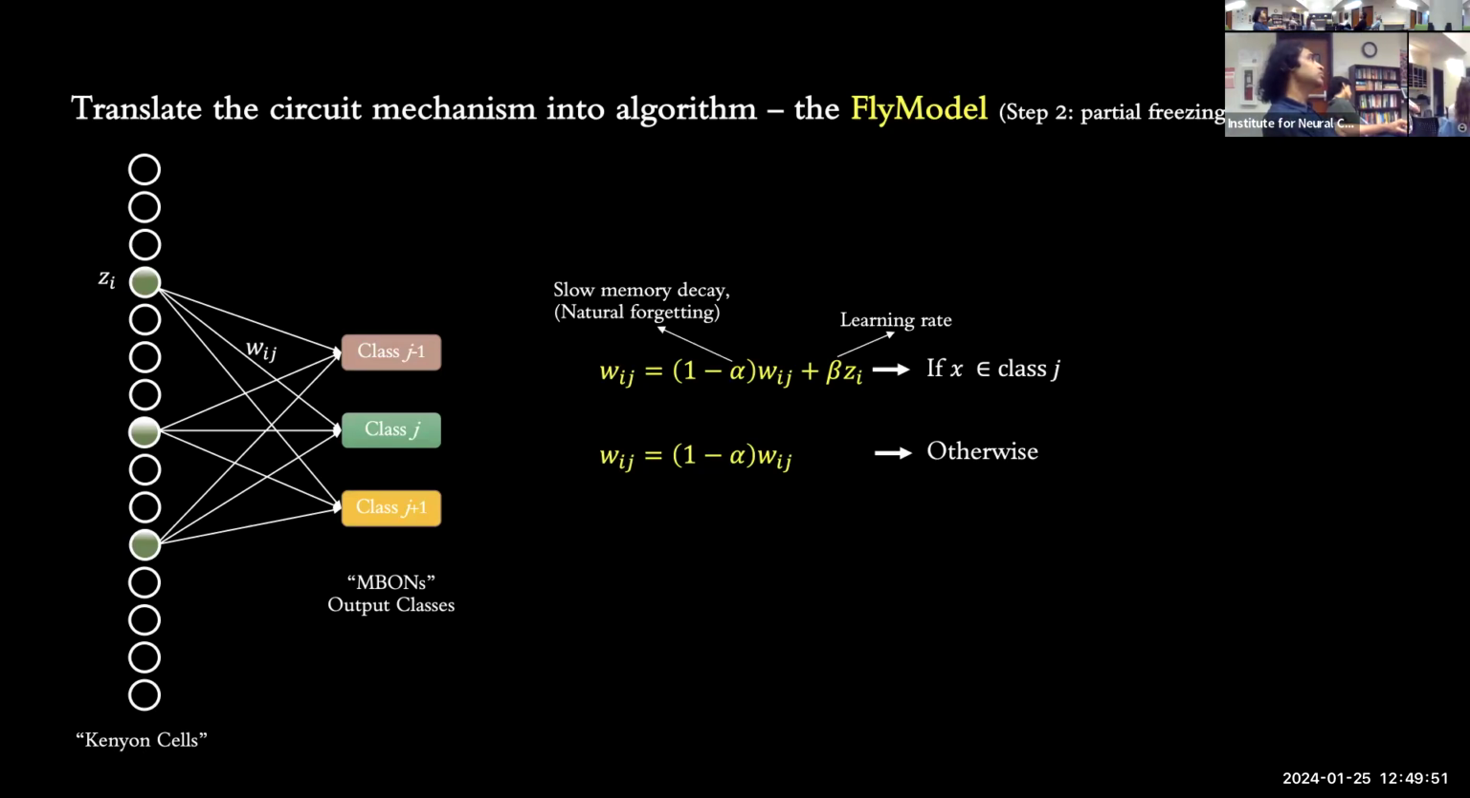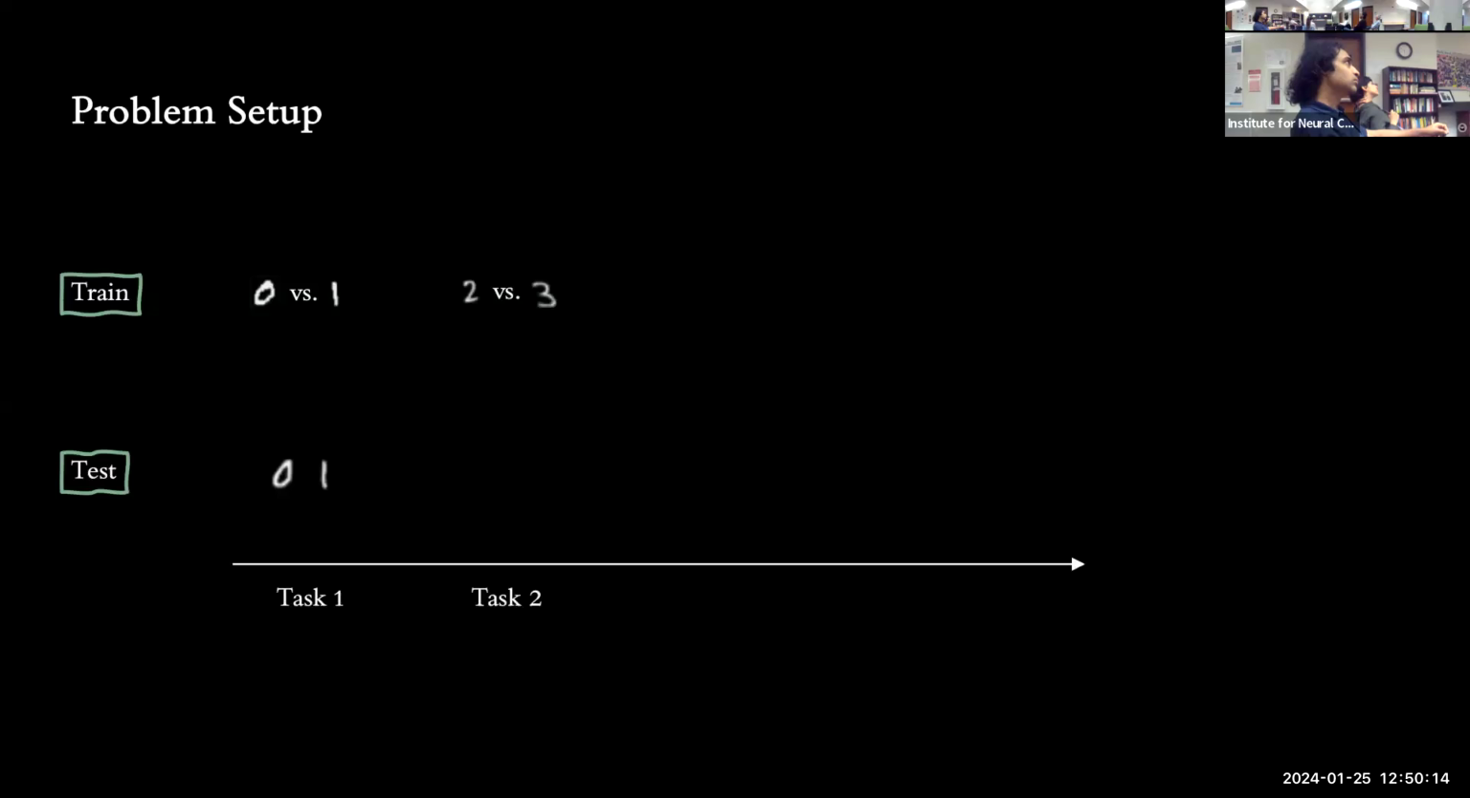And now that we have the algorithm, what we call the fly model, we want to test how it does in a continual learning scenario. The task we have for this is we created a sequence of tasks. For example, during training, we asked the model to first learn 0 versus 1, and during the test phase to classify the learned digits. And then in task 2, it learns 2 versus 3. And now that it has learned 4 digits, in the test phase it will be asked to classify all 4 digits together, and so on until it has learned all the tasks we have.